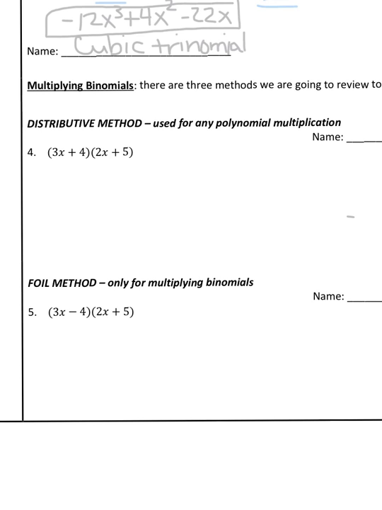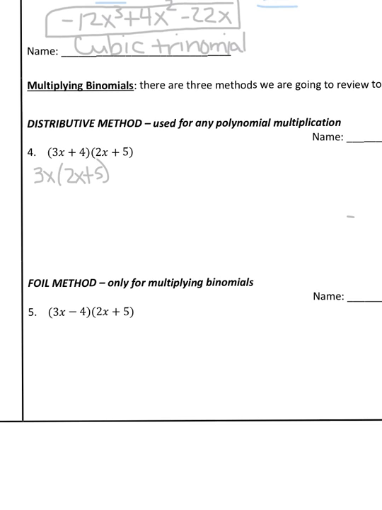So the first method is just the distributive method, which says this. It says we're going to multiply this 3x here times everything in the second binomial. So we're going to take the 3x, and we're going to multiply it by 2x plus 5.